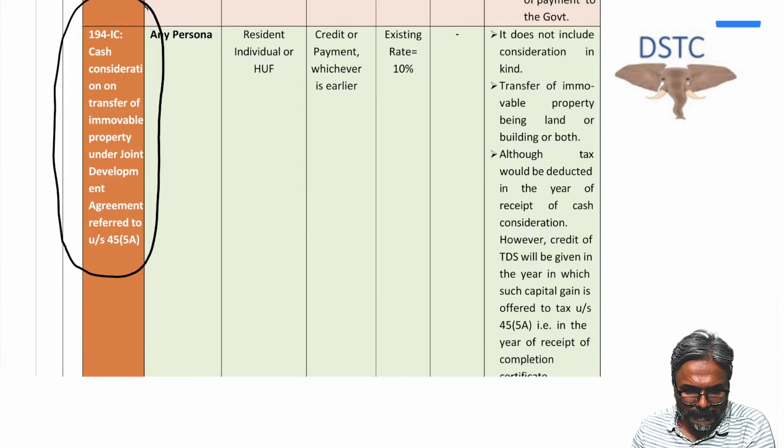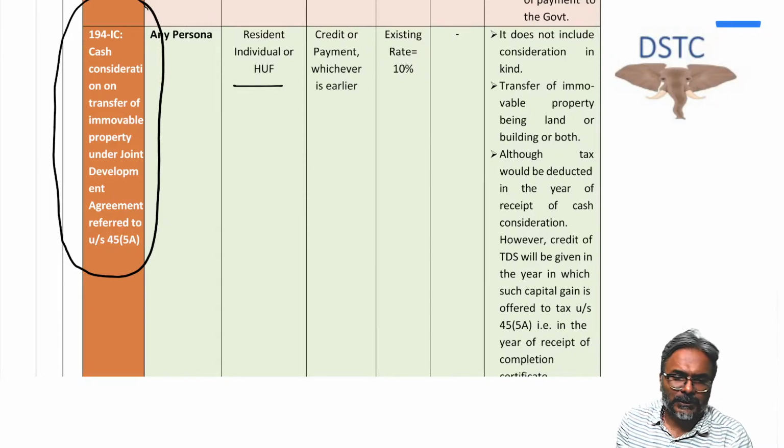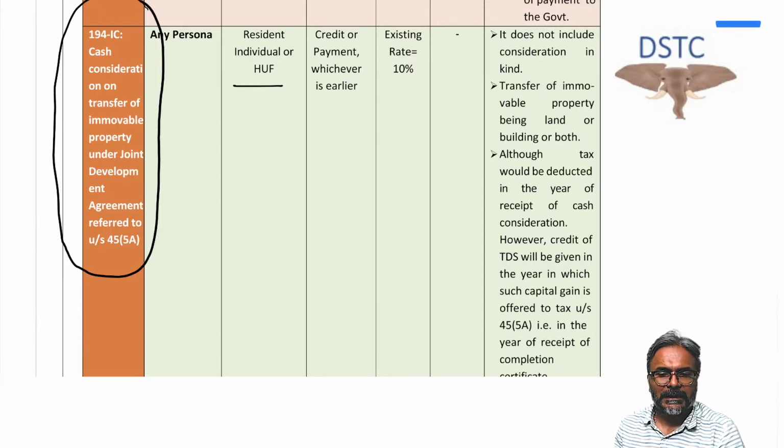Ready, students? So cash consideration on transfer of immovable property under the JDA referred to in section 45(5)(a). What is that JDA referred to under 45(5)(a)? We will see that later on in the capital gains topic itself. For any person who is making the payment, payment is made to whom? To a resident individual or HUF, and the credit or payment, whichever is earlier, and the rate, students, over here is 10%. No threshold exemption over here, students.